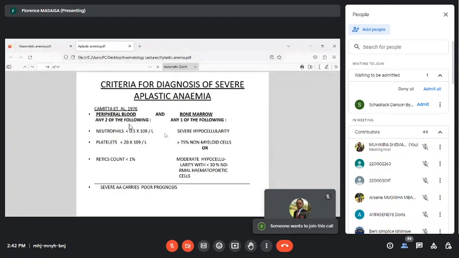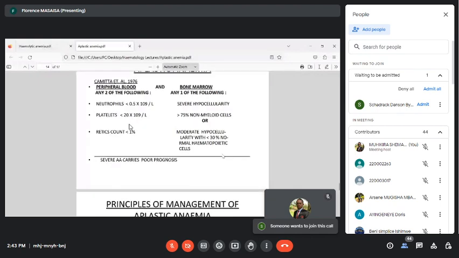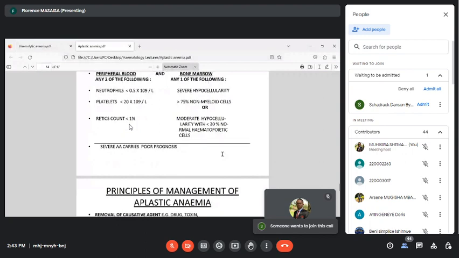From the peripheral blood film, the following: neutrophils below 0.5, platelets below 20, reticulocytes below 1%. From the bone marrow, one of the following: severe hypocellularity, or less than 25% of normal cellularity, or moderate hypocellularity with less than 30% of hematopoietic cells. Again, here as we say, there may be an increase of lymphocytes and plasma cells, and in such a condition there will be a poor prognosis.